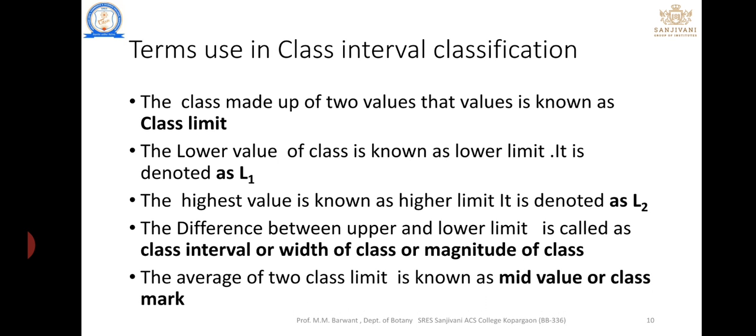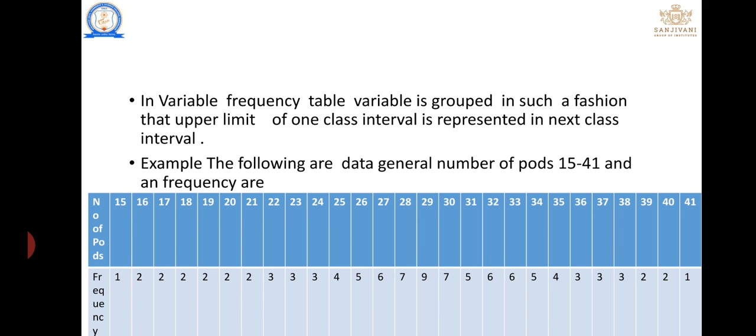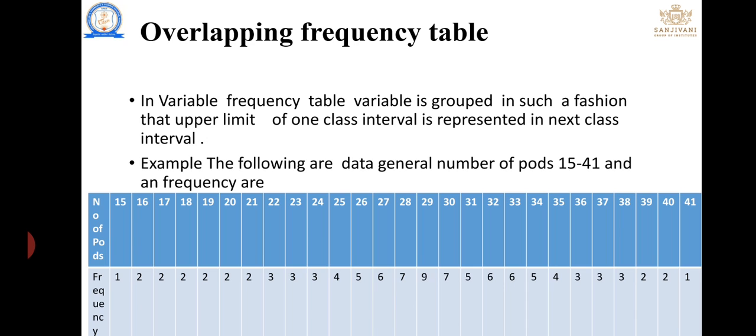Next is the mid value or the class mark. The average of the two class limits is known as the mid value or the class mark. Next point is the overlapping frequency table. That concept is so large that we have to see it in the next video.